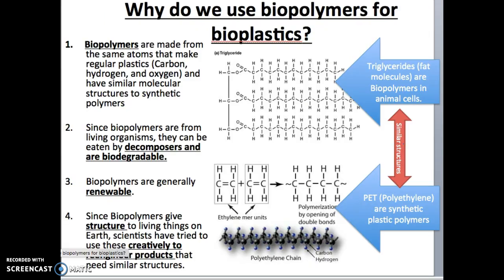Now, why do we focus on biopolymers for bioplastics? Well, there's four main reasons. First, biopolymers are made from the same atoms that make regular plastics, such as carbon, hydrogen, and oxygen. And you can see them in the structure here.